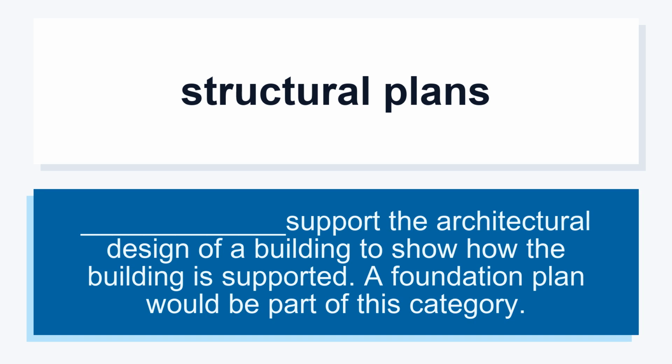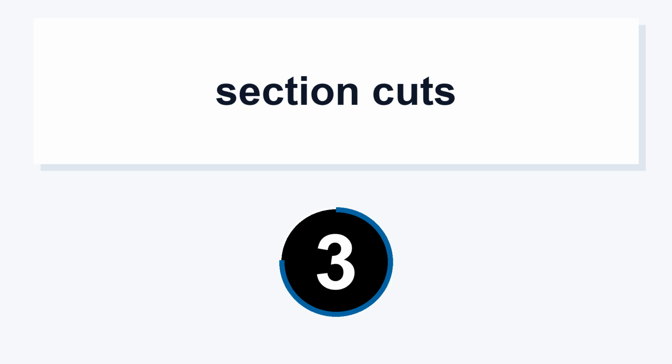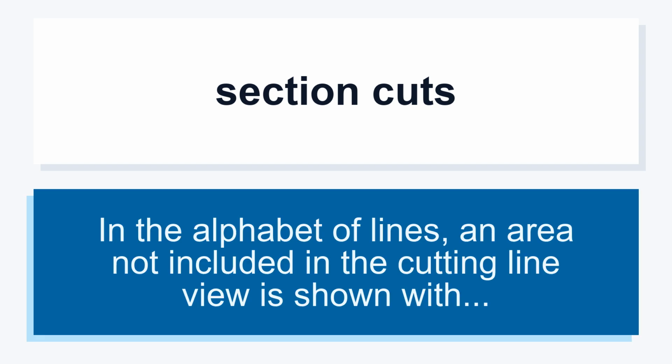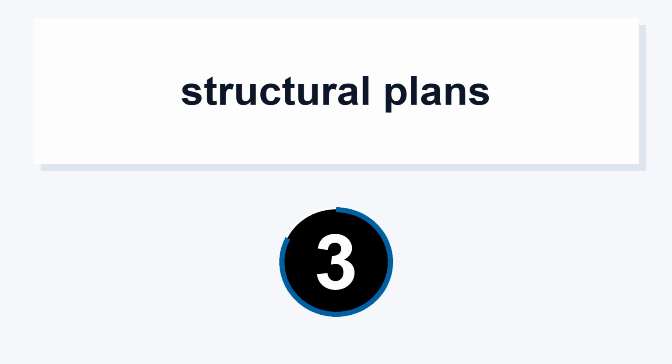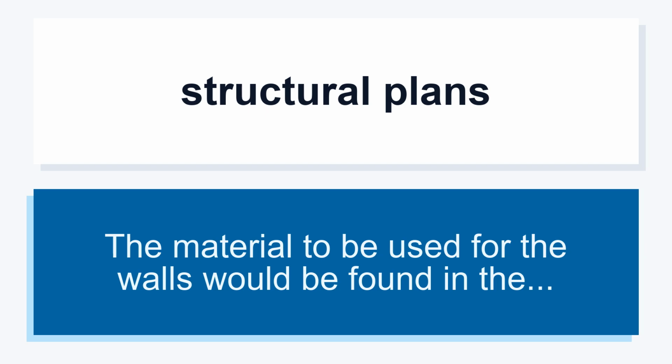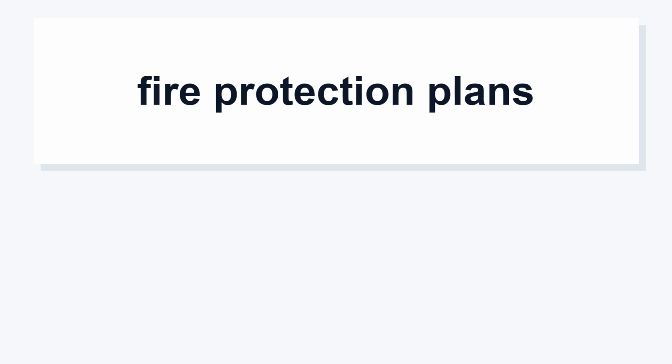Structural plans support the architectural design of a building to show how the building is supported. A foundation plan would be part of this category. Section cuts. In the alphabet of lines, an area not included in the cutting line view is shown with section cuts. The material to be used for the walls would be found in the structural plans.